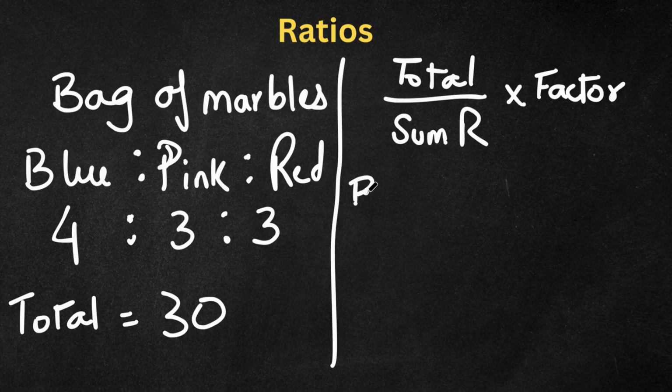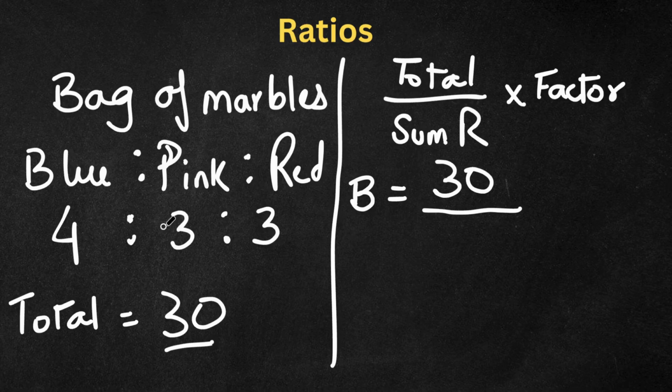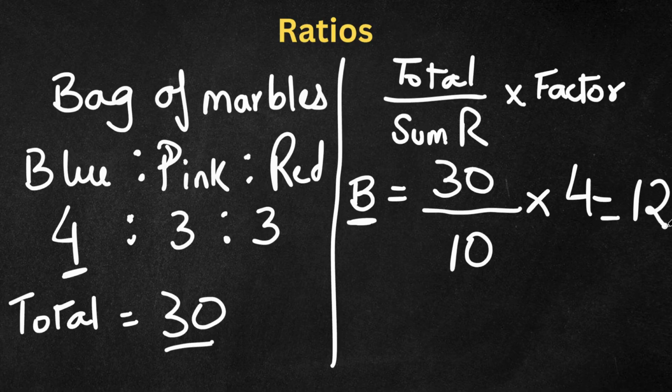Let's say we want to find how many blue marbles are there, right? So now the total number of marbles is 30. Sorry, it's just marbles and balls, just interchanging it. 30 marbles are there in total. Now the sum of the ratios, so 4 plus 3 plus 3 equals 10. So that is the sum of ratios. And the factor that we are talking about is blue marbles. So what is the blue marble ratio in this? It's 4. Now if you use this formula, you will always get the answer correctly, right? If you go on solving it, you will find that you have 12 blue marbles.